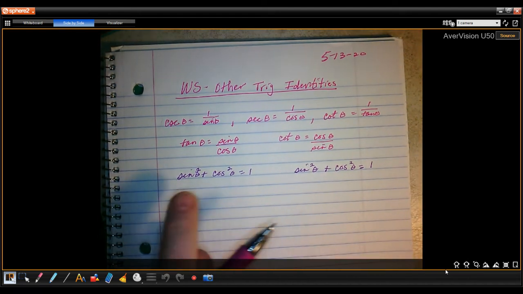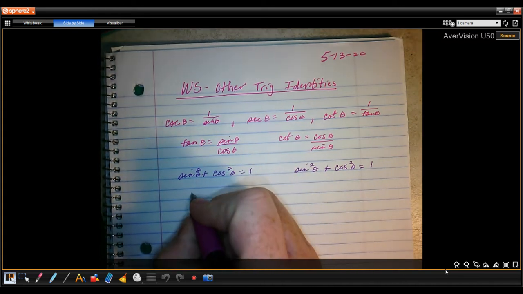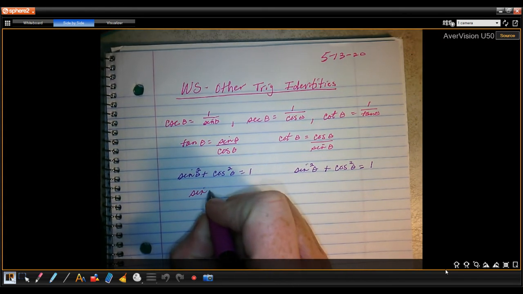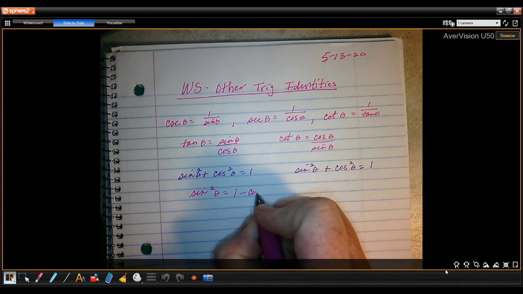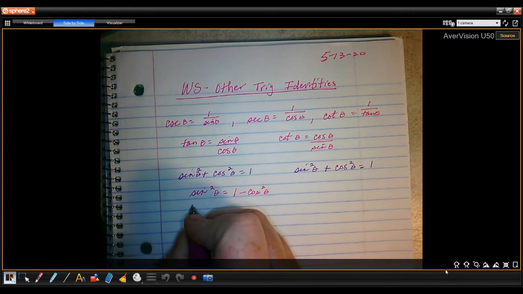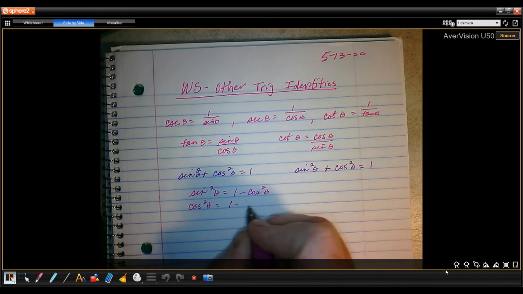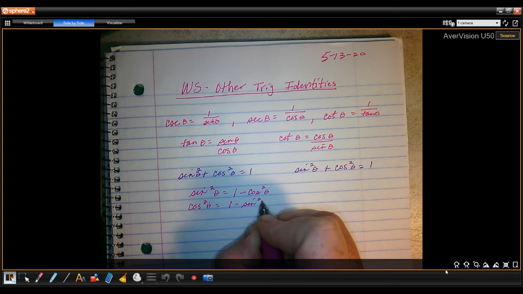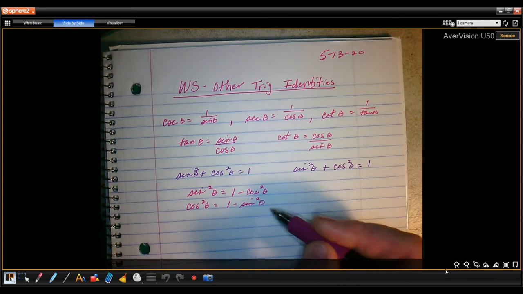Then what I do is look at variations of this identity. How else could I write this? Well, I could also say this is sine squared theta equals 1 minus cosine squared theta. There's another identity. Or you could say cosine squared theta equals 1 minus sine squared theta. So we just created two more identities. So these three you can use in a second.